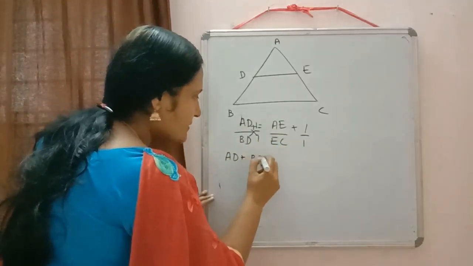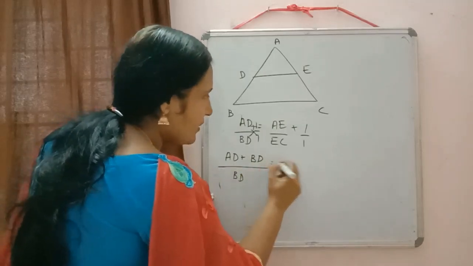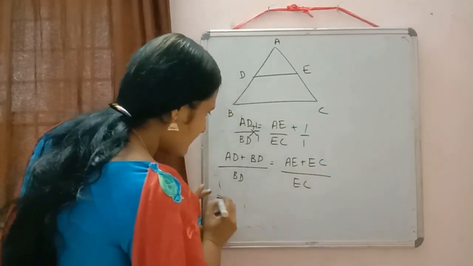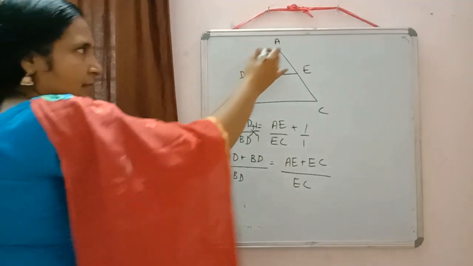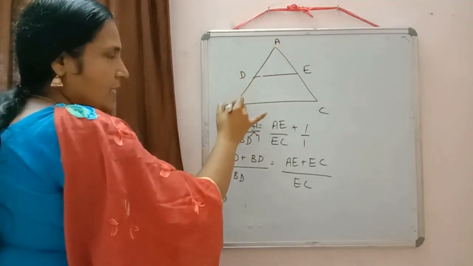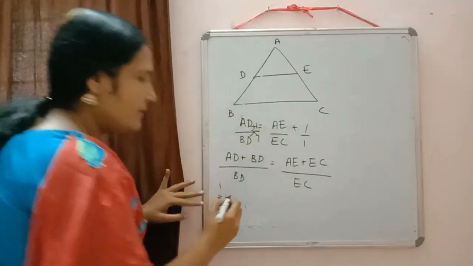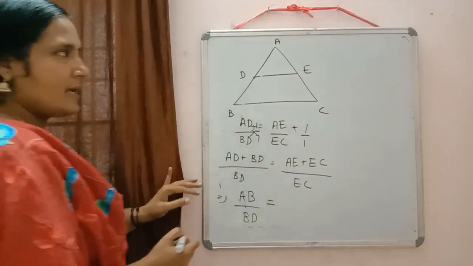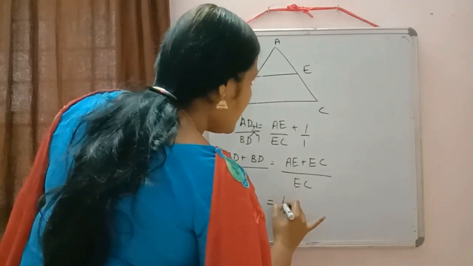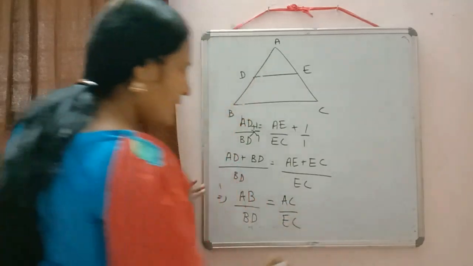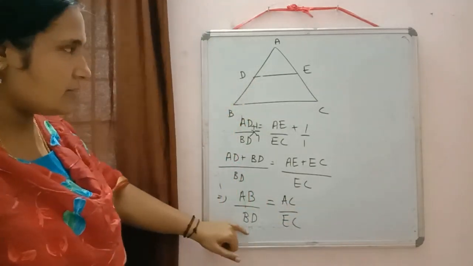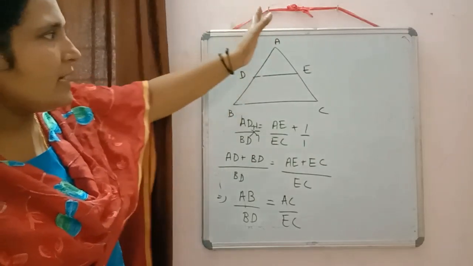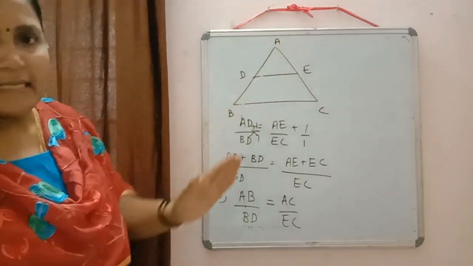Then what will come? AD plus BD by BD equal to AE plus EC by EC. Now in the figure you just check. AD plus BD equal to which line segment? AB. So AB by BD is equal to, in the same way, AE plus EC equal to AC, AC by EC. So you can use this application also directly. AB, the whole side divided by its smaller part, their ratios will also be the same.